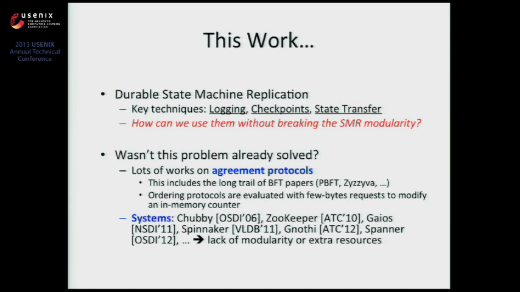So they don't consider disks, they don't consider durability in general, okay? There are some exceptions, but anyway. And the systems, the storage systems or the coordination systems, there are several of them, but what happens is that to make these systems efficient, they are not modular, okay? So everything is done in a more or less interleaved way.